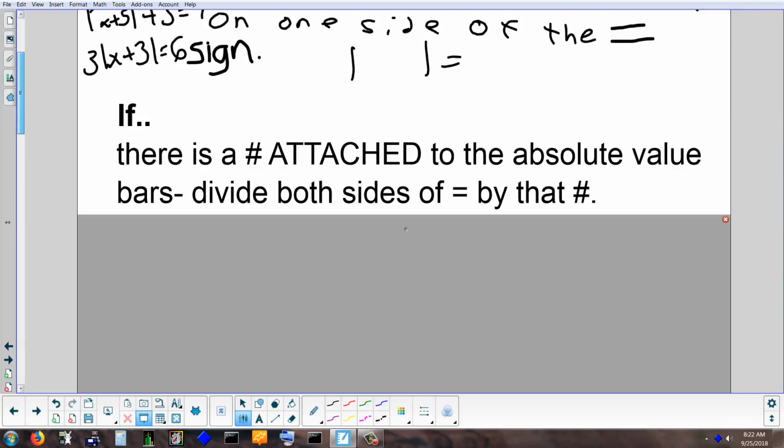Just like we're in the last step of an equation. We have like 3x equals 6. We would divide to get x by itself. Same thing here. We want to treat what's in the absolute value bars like a big variable. Get it by itself first, then you can solve. If there's a number attached, we'll divide.